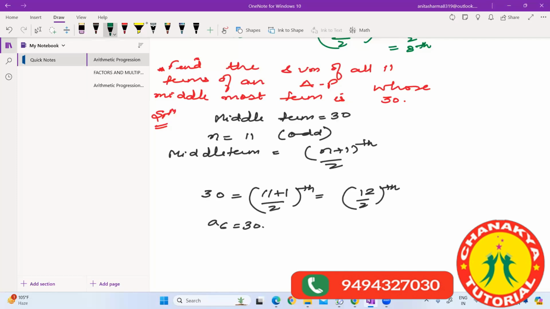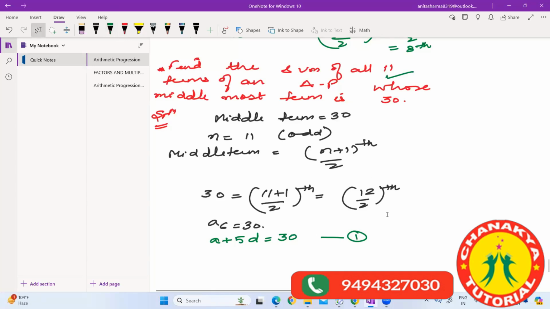Then easily you can find the sum. So the sixth term is 30. It means a plus 5d is equal to 30, beta. This is your first equation. Now we have to find the sum of 11 terms. Now you will say, ma'am, how will we find the value of a and d? Because nothing is given except the sixth term. Is it given? Tell me, children, is it given? No.